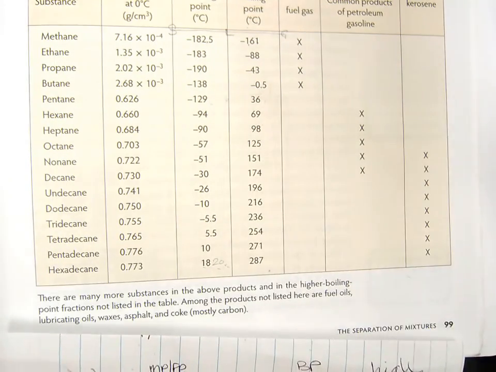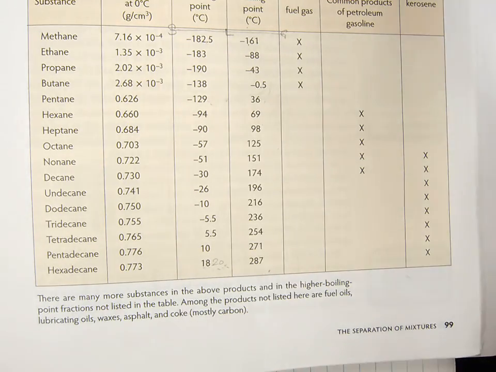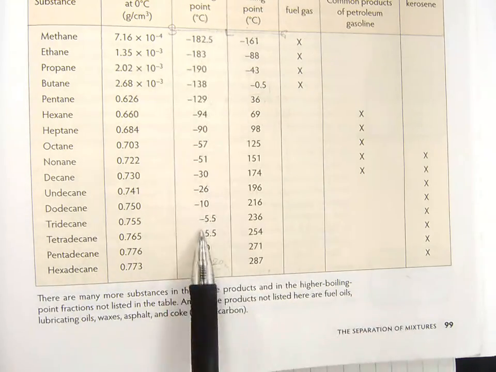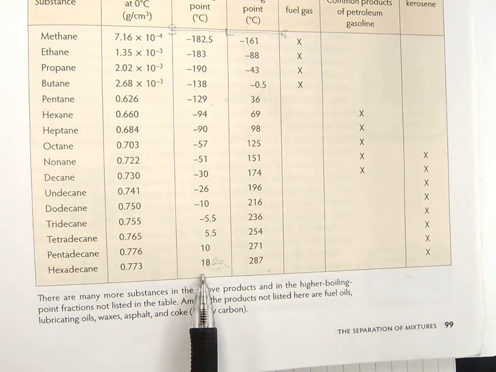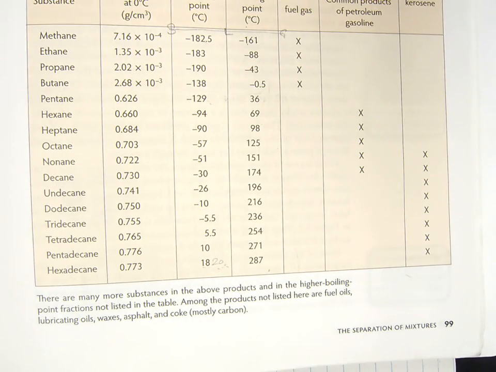So all of these are liquids at 20 degrees. None of them are solids at 20 degrees, because for them to be solids at 20 degrees, their freezing point would have to be above 20, and none of them have a freezing point above 20. So that's how you answer 6A.